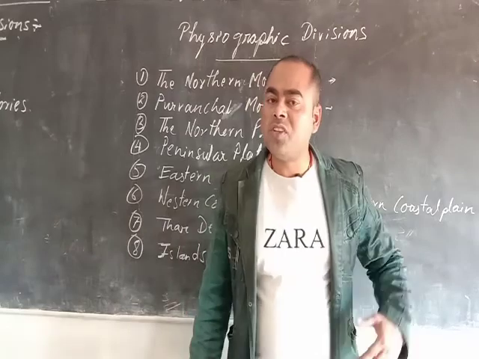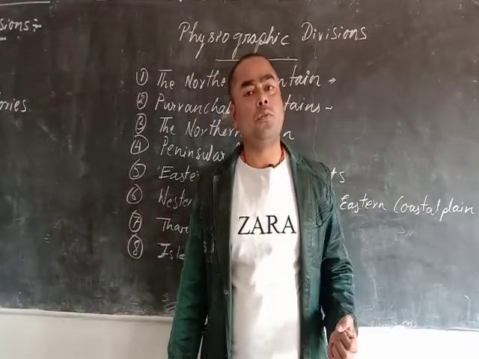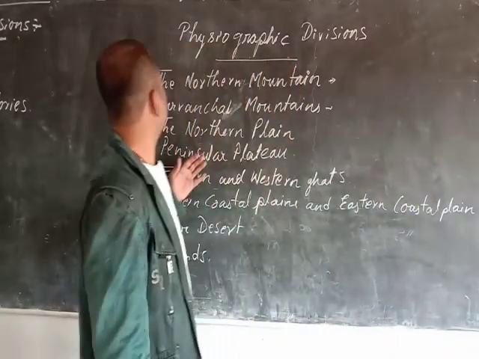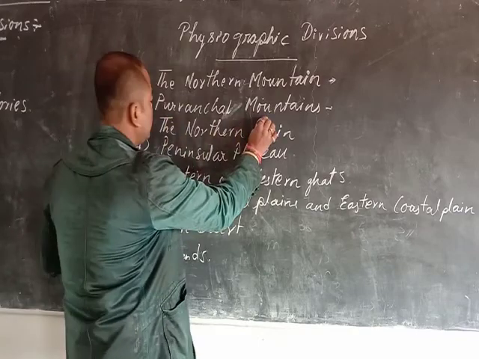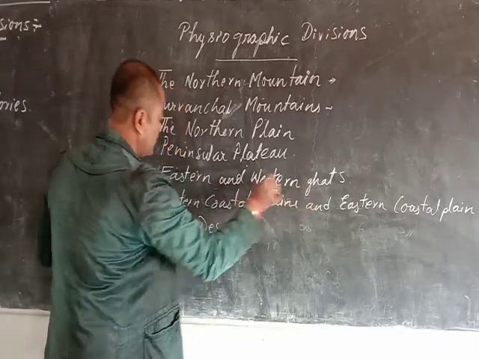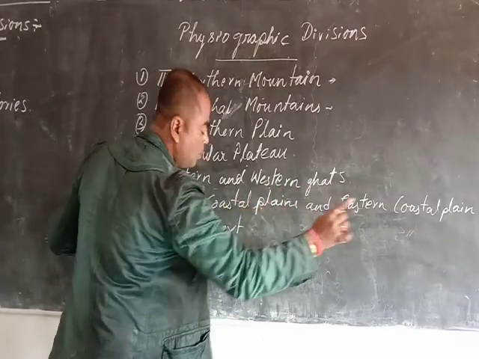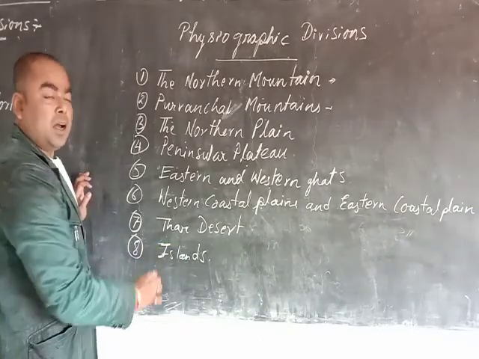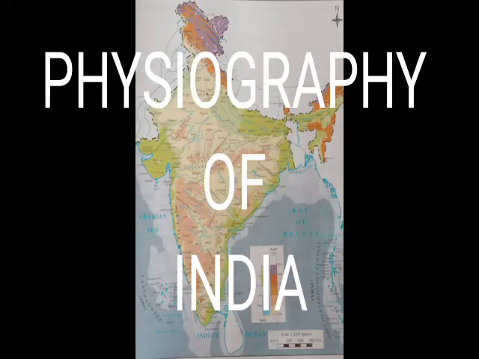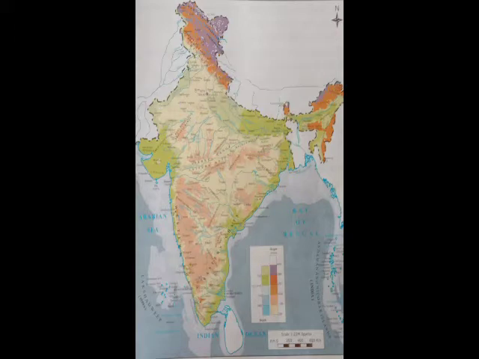Now, when we are talking about the physical features of India, or physiographic divisions of India, or relief features of India, we can divide India into 8 main parts: the northern mountains, Purvanchal mountains, the northern plains, Peninsular Plateau, eastern and western Ghats, western coastal plain and eastern coastal plain, the Thar desert and the group of islands, that is archipelago. Okay? Dear students, let's understand this with the help of this map. On the basis of the varied physiographic features, India is divided into 6 physiographic divisions broadly, and out of that we can understand more, 8.